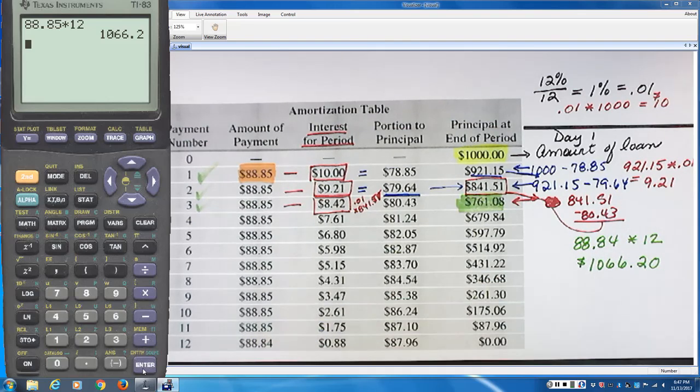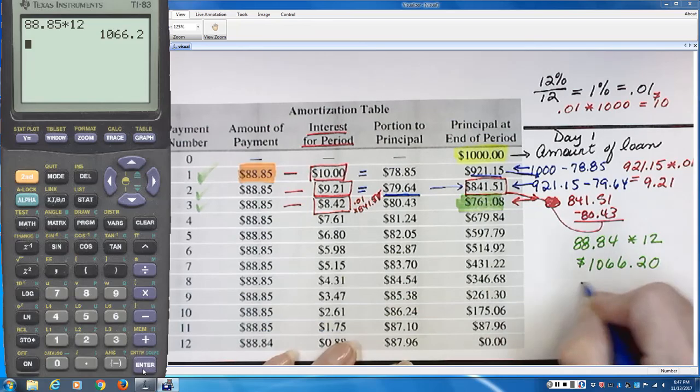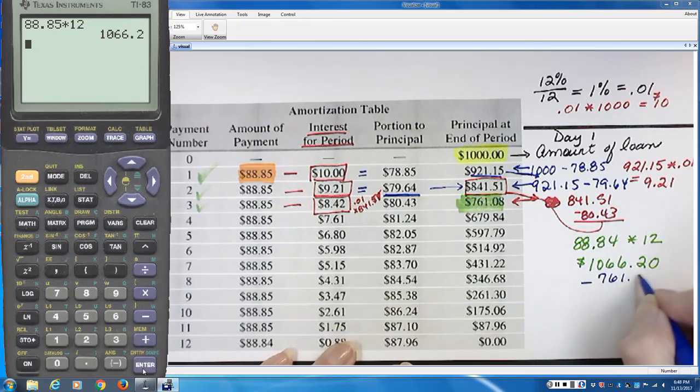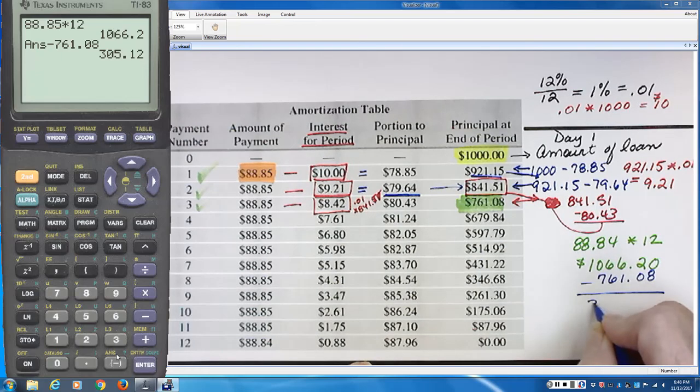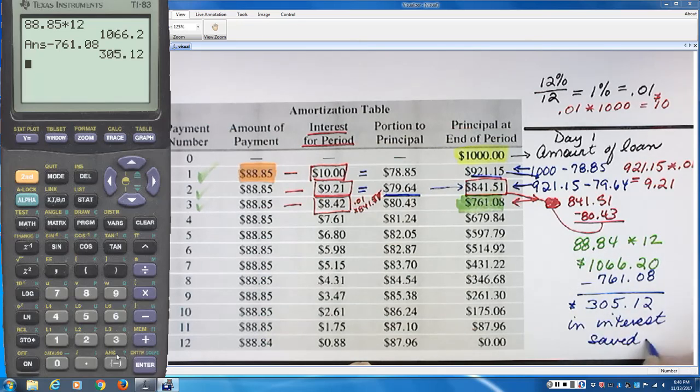So she saves $305.12 in interest, which is quite a bit. So by prepaying, she saves a lot.